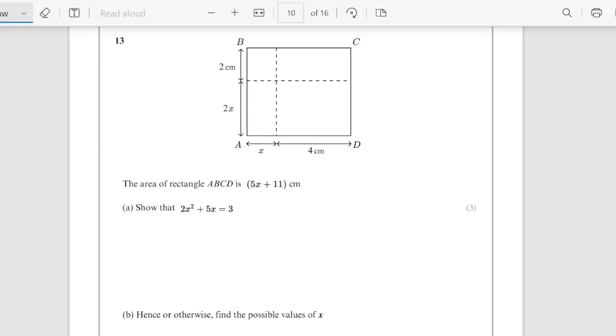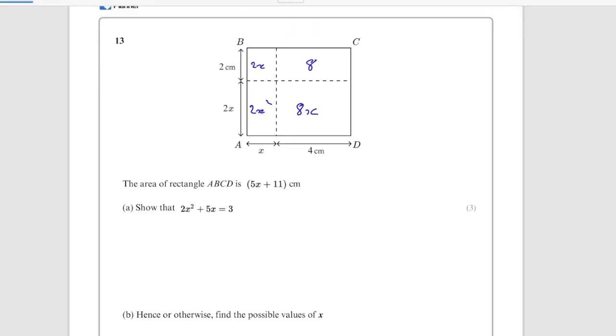So 2x times by x, let's start here. 2 times by x would be 2x. 2 times by 4 would be 8. 2x times by x would be 2x squared. And then 2x times by 4 would be 8x. So those 4 things need to add together to make the area. So 2x squared, and then 2x plus 3 plus 8x would be 10x, plus 8 is going to be equal to 5x plus 11.